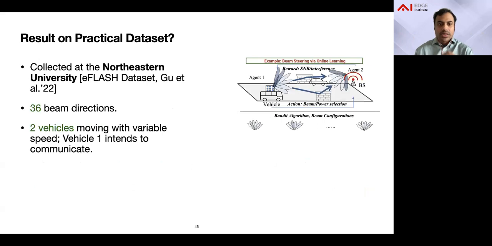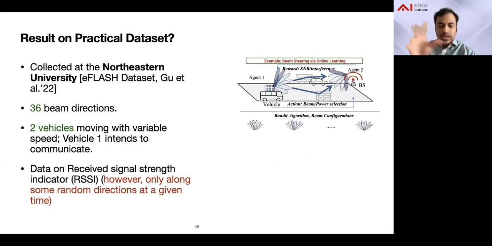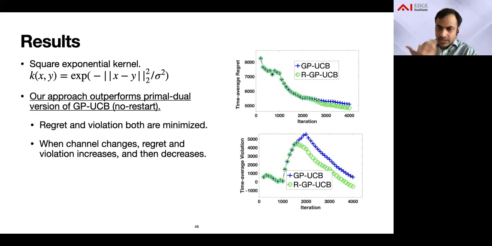Now, as I mentioned, how does it perform on a practical data set? We are collaborating with Northeastern University, and we show this result on the eFlash data set. This data set is already there, so it is not exactly in the online learning format. We have data on the received signal strength indicator for certain directions. Here we have two vehicles. One is the intended vehicle, and the second vehicle is where you want the interference, the received signal strength, to be less than or equal to some threshold. If you see the result there, we still see the regret and violation decrease in our approach compared to the no restart version.